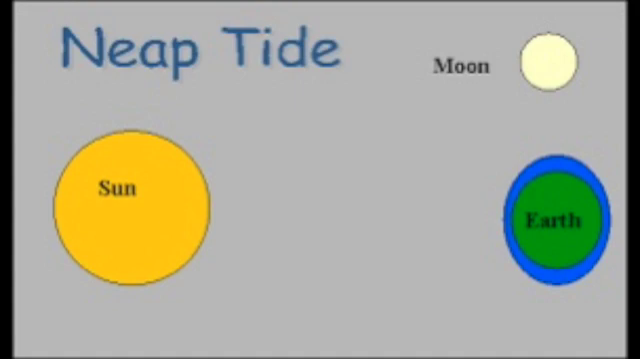Neap tides are formed when the Earth, Sun, and Moon form a right angle. This causes the Sun and Moon to pull the water in 2 different directions, unlike a spring tide where they pull in the same direction. Neap tides happen during a quarter or 3/4 moon, which is when you can only see a little bit or you can see almost all of it.